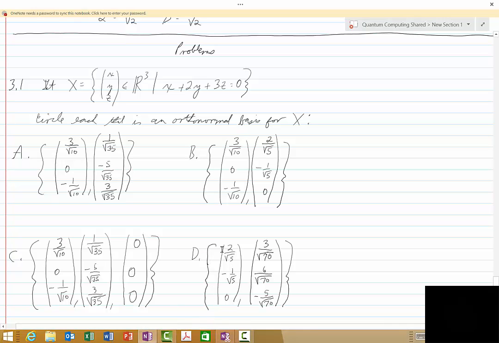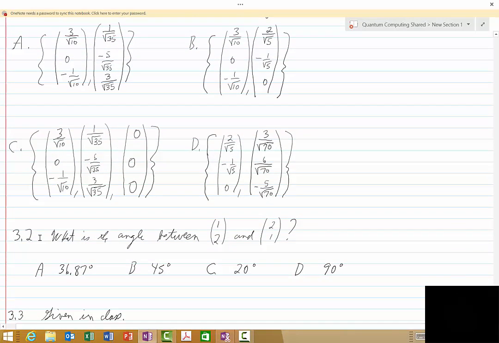And finally for D, (2 over square root of 5, minus 1 over square root of 5, 0) and (3 over square root of 70, 6 over the square root of 70, and minus 5 over the square root of 70). So identify all of those that are orthonormal bases for X. Number 3.2, what is the angle between (1, 2) and (2, 1)? And you have the choices 36.87 degrees, 45 degrees, 20 degrees, 90 degrees, and 3.3 will be given in class.